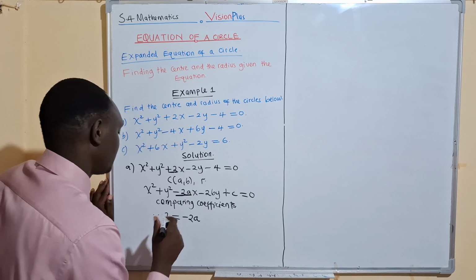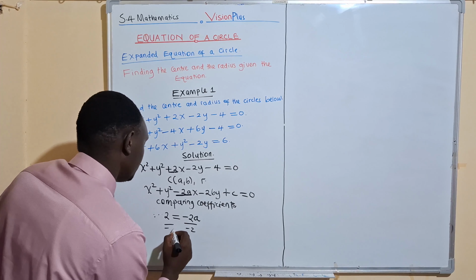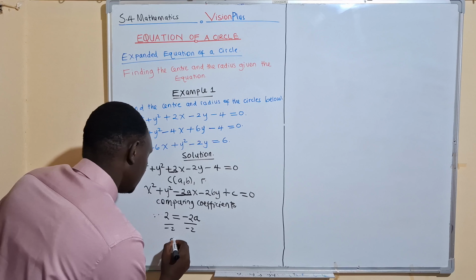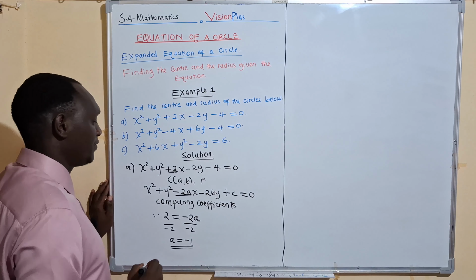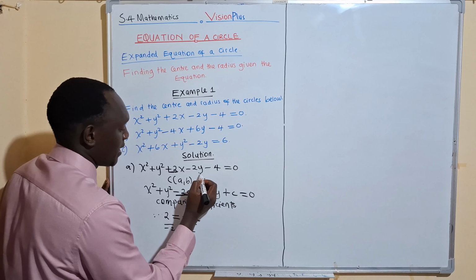And from here, you can find a. Just divide both sides by negative 2. Therefore, our a is negative 1. a equals negative 1. That is a. Still, for us to find b, we're going to compare the coefficient of y.